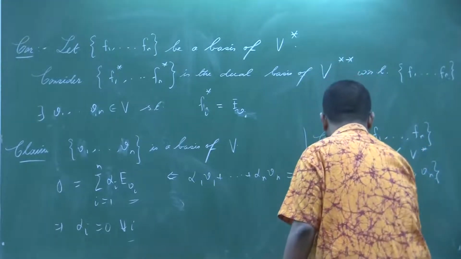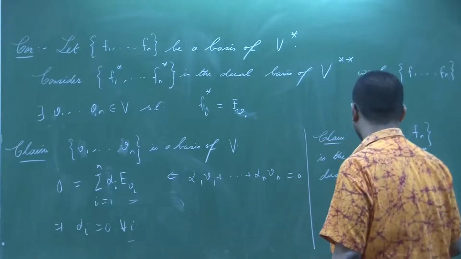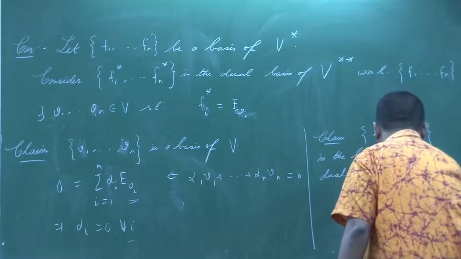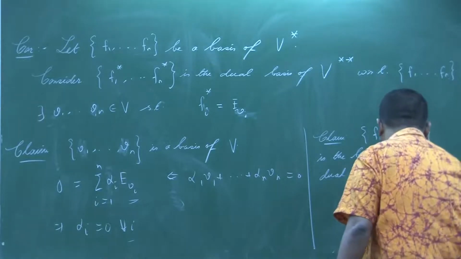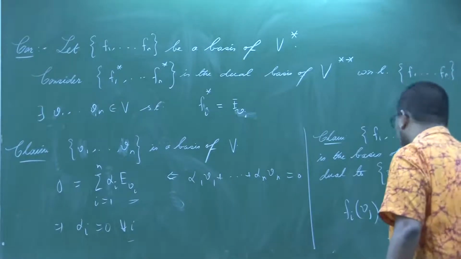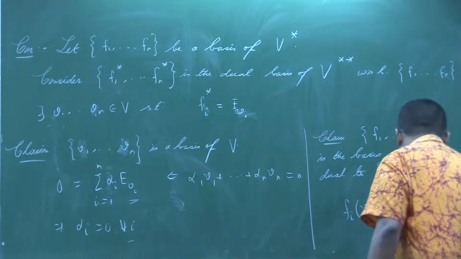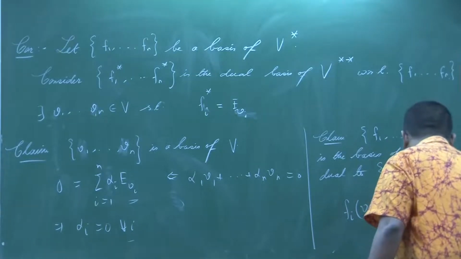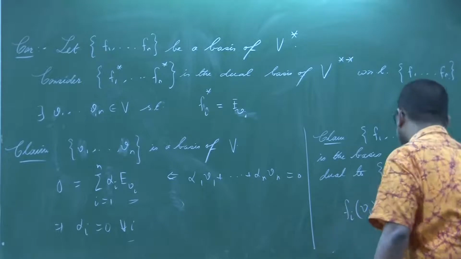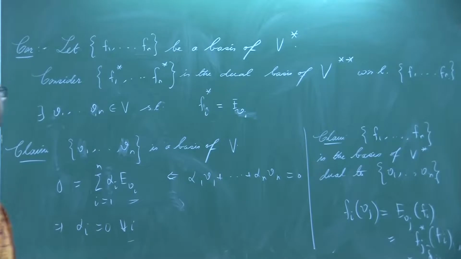That is very easy. What is Fi of Vj? Fi of Vj is, according to my definition, E Vj of Fi, and E Vj of Fi is, according to my definition, Fj star Fi, which is delta Ij.